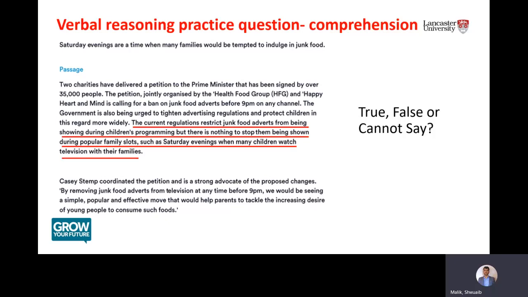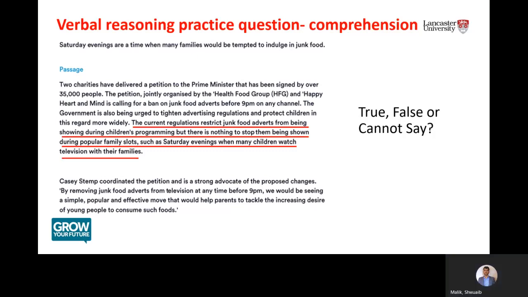That's correct. That's a fact. But they can be shown during popular family slots, such as Saturday evenings. And Saturday evenings are a time when families sit down together, including the children, and watch television with their families. So there is a possibility that children will be exposed to these junk food adverts on Saturday nights.